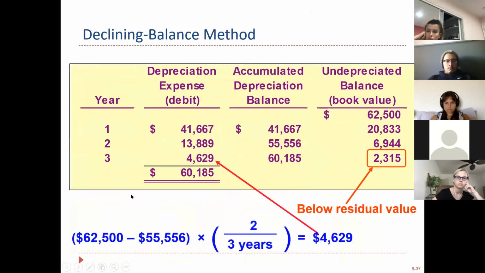So let's all take a look at this. This is the tricky one, huh? Tricky one. But as long as you know, double means double whatever straight line would have been. If it was 5 years, 1/5, huh? Times 2 is 2/5. Can you give us an example of when this type of method would be used, just so I can understand it in context?